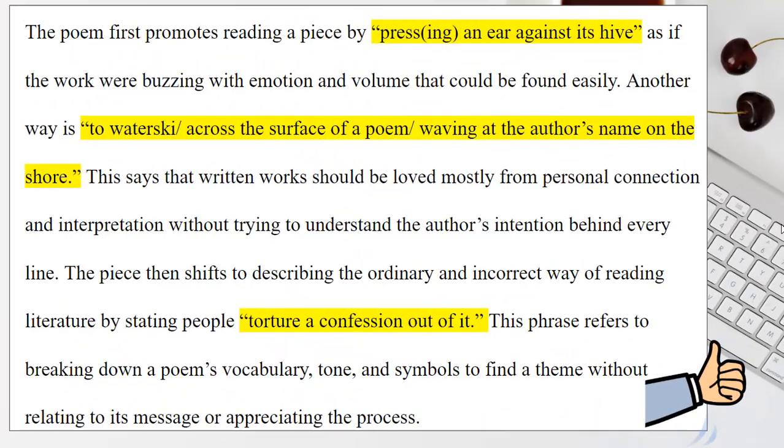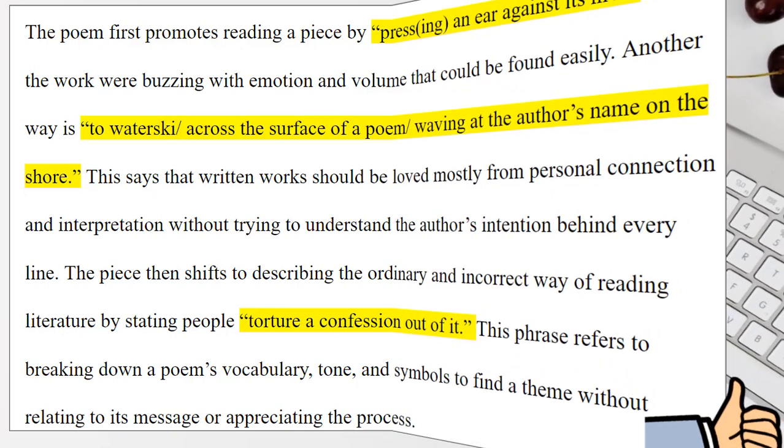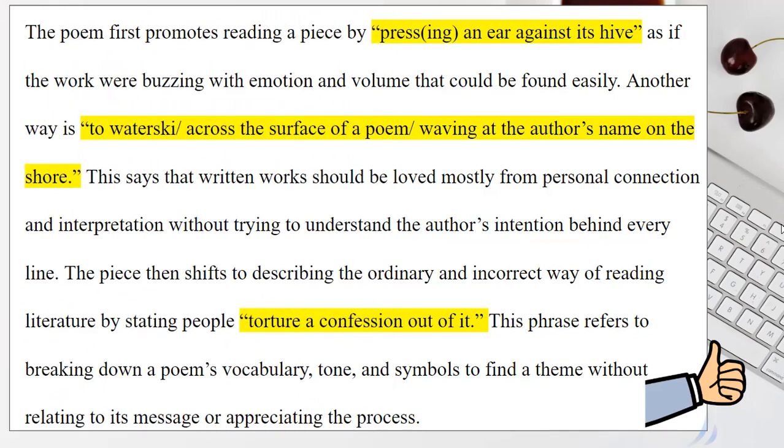I don't want to leave you guys just seeing some negative examples, so here's actually a positive one. So as you can see here, it's visually very different than the other 3 examples. The highlighted portions are spread out throughout this paragraph, and they are shorter. There's only one that's getting to a second line. So the student says, the poem first promotes reading a piece by pressing an ear against its hive, as if the work were buzzing with emotion and volume that could be found easily.